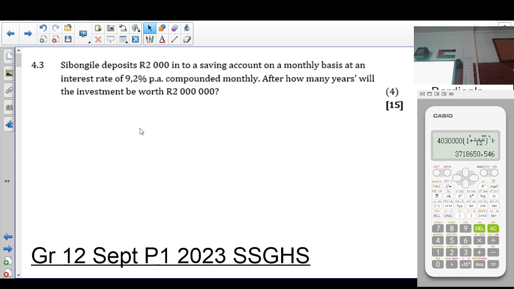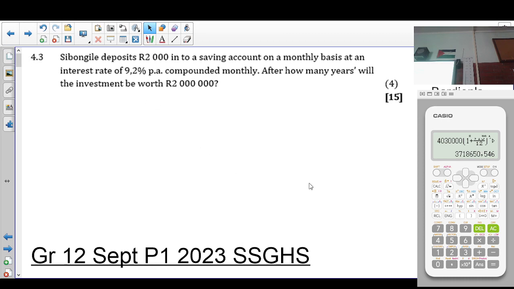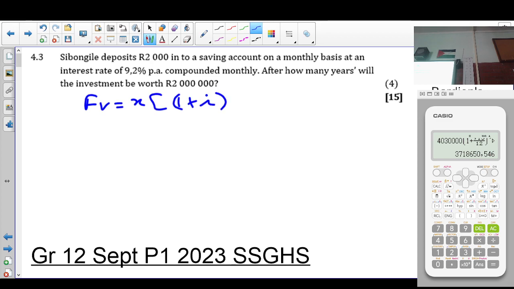Okay. So Sibongile deposits 2,000 Rand in a savings account on a monthly basis at an interest rate of 9% per annum compounded monthly. After how many years will the investment be worth 2 million Rand? So, in other words, we're calculating the n value, as it asks after how many years. Since it's an investment, its future value is equal to x into 1 plus i to the exponent n minus 1, all over i.